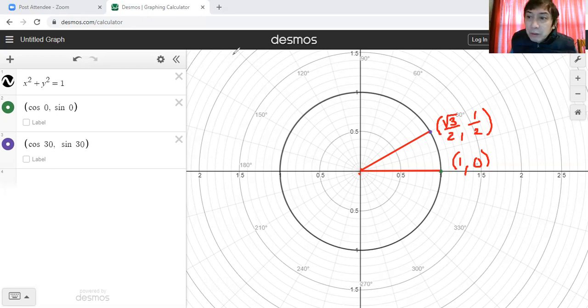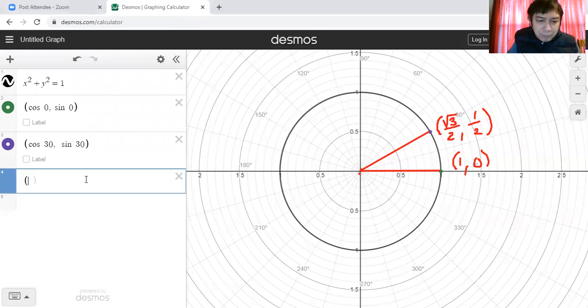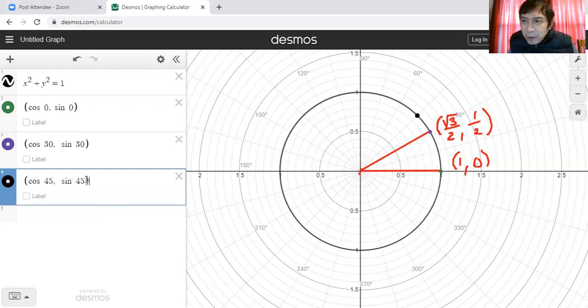Now let's proceed to the 45 degrees, or pi over 4. We have cosine of 45 and sine of 45 there. And you can see the black point, okay? And we shall provide a terminal side for this. And this is for the 45 degrees. Now the coordinates x and y for this point is also positive. We have a square root of 2 over 2.